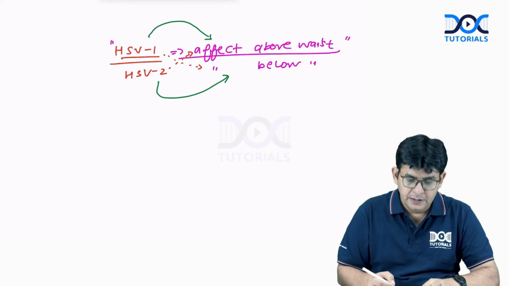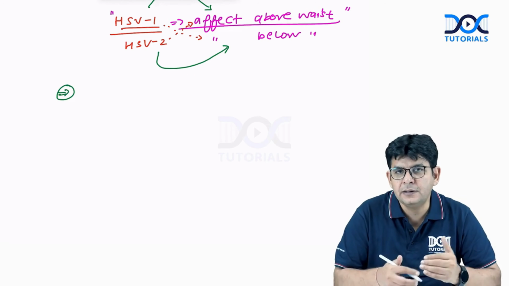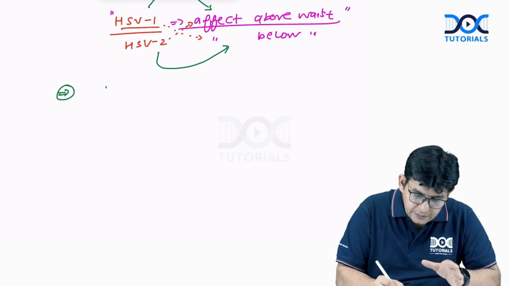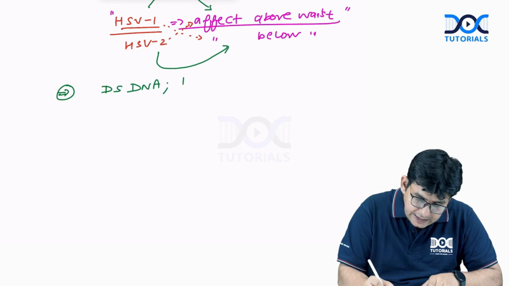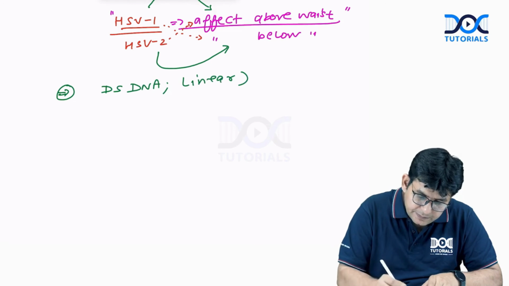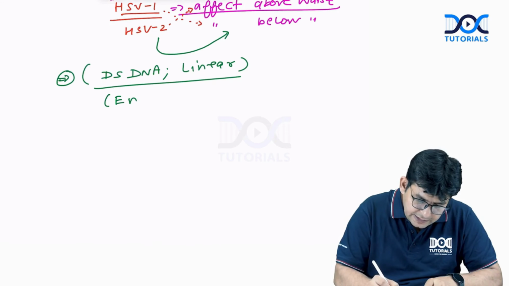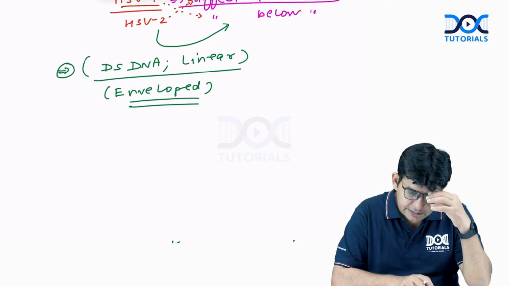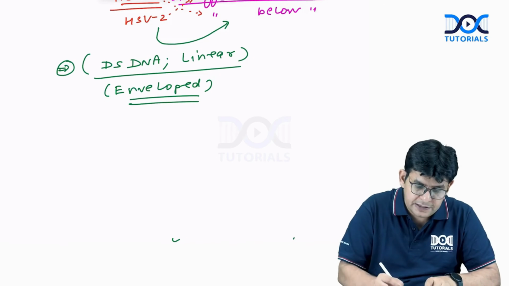Is it fine? Now, as far as the nuclear material is concerned, herpes simplex virus or herpes viruses for that matter are double stranded DNA viruses, and they are linear. Another important thing is that these are enveloped viruses.